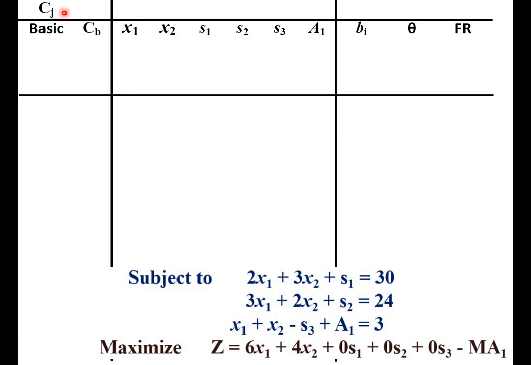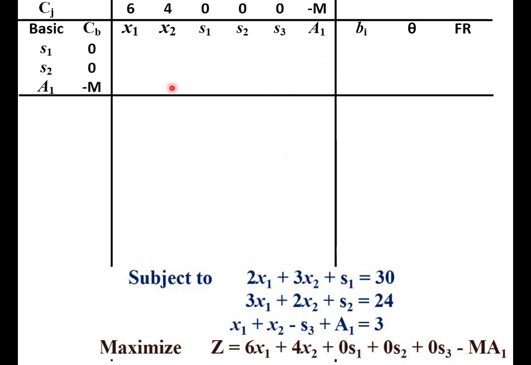So first write down the coefficients of the objective function, and that is over here 6, 4, 0, 0, 0 and minus M. Then the basic variable column. You know that S1 and S2 are the slack variables, so they will be considered as basic variables. But from constraint 3, the artificial variable is always considered as a basic variable. Now the coefficient of basic variable comes from the objective function, so the coefficients for S1 and S2 are 0 and for A1 it is minus M.